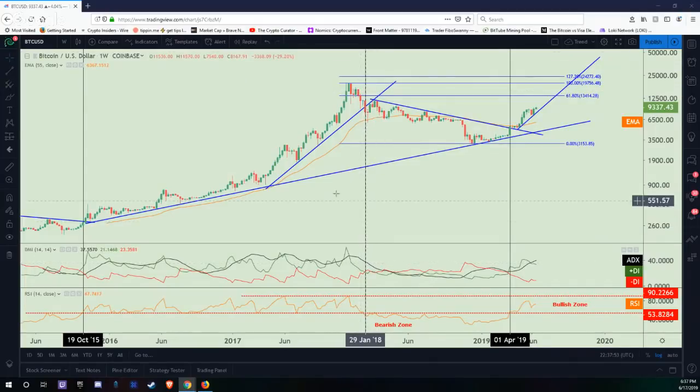I drew these vertical lines in here to show you the point of the break of the trend line. Right at this point, it was breaking to the downside, and as you can see, the RSI busted from the bullish zone into the bearish zone. So that's our first signal that the bears might be taking over control of the trend.